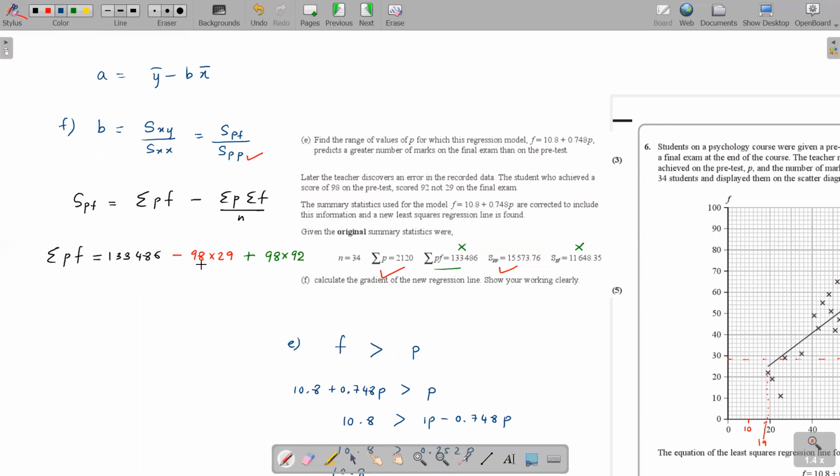Are you with me? How much is that answer? Can you all calculate the new sigma PF value? Quickly calculate.